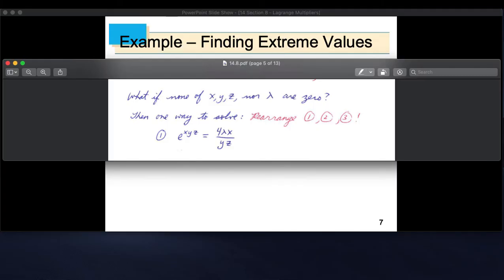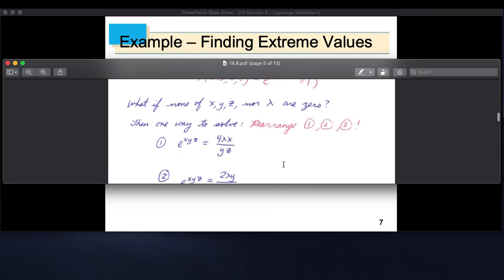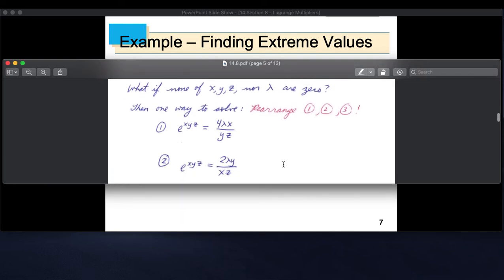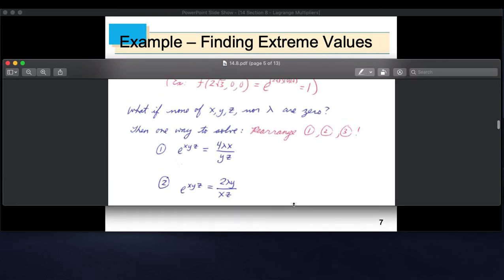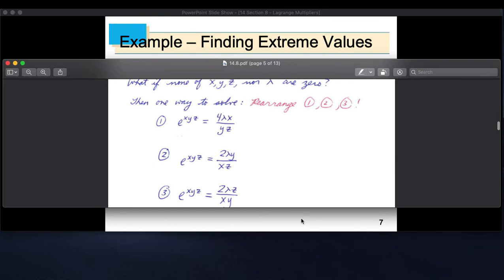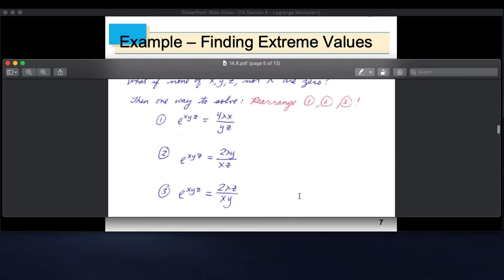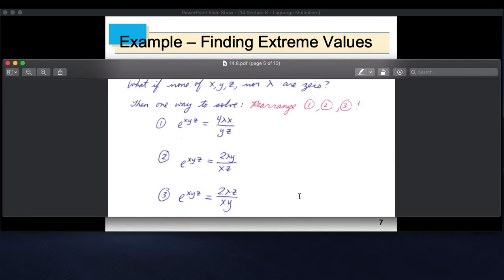Now let's do the same thing for equation 2. Solving for e to the xyz, we get 2 lambda y over xz. Similarly, for equation 3, solving for e to the xyz gives 2 lambda z over xy. If you are wondering how I would know to do that, it comes from experience, practicing a lot, and noticing commonality. I noticed that they all had an e to the xyz in common, so I solved for that.